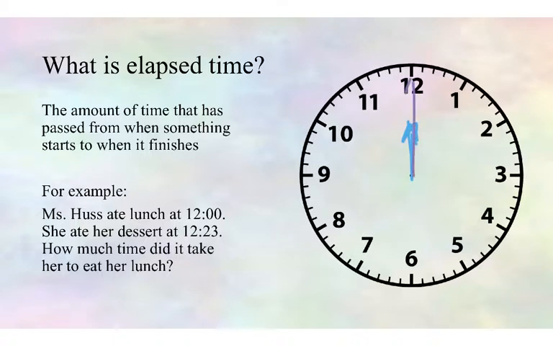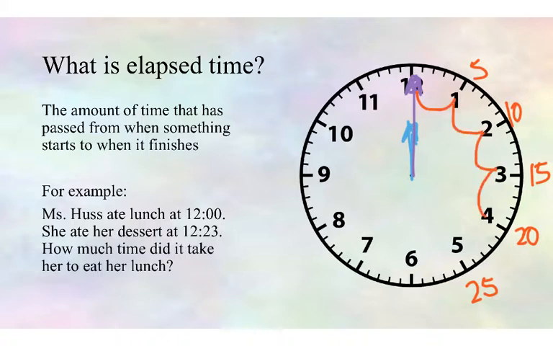So my minute hand and my hour hand are right at 12 o'clock. Then all the way to 12:23. I'm going to label it to help me out. Stopping at 25 because 23 is between 20 and 25. So if we do our math, 5, 10, 15, 20. Right now I went 20 minutes.